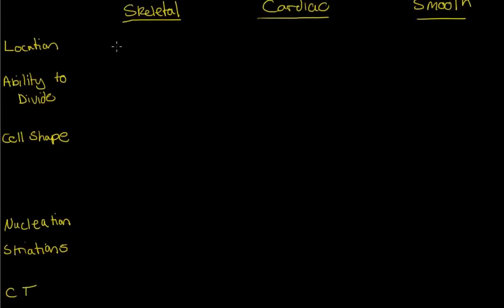First off, location. Location is going to be found mostly on bones. There's some facial muscles that attach to the skin. You can think of this as muscles found on your skeleton. Cardiac muscle, you can imagine, is going to be found in the walls of the heart. And smooth muscle is going to be found mostly in hollow organs.